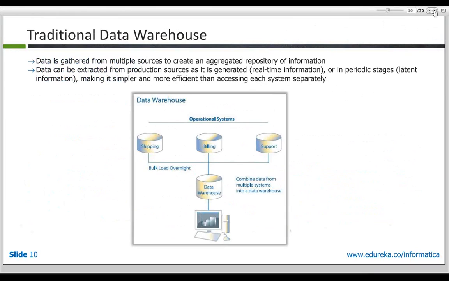Okay. So if you see the example below, there are three operational systems: shipping, billing, and support. All the information is gathered from these individual operational systems and stored in the data warehouse, from where the reporting is done. Generally, these are batch systems, with periodic stages. So we store or fetch the information at the end of the day or end of a certain period. Data warehouses are generally not real-time systems. If there is any real-time system, it is not a data warehouse.